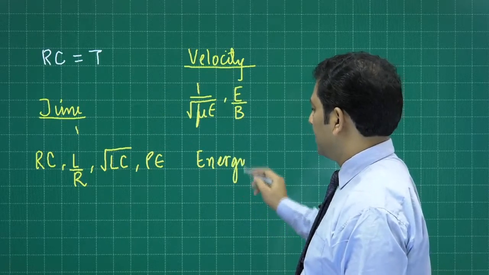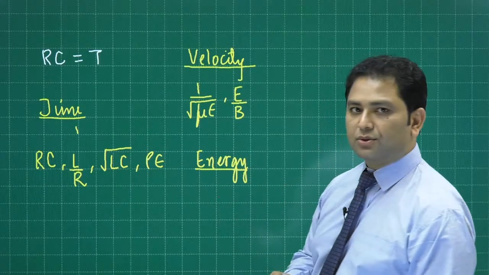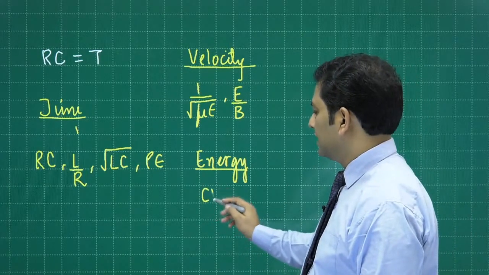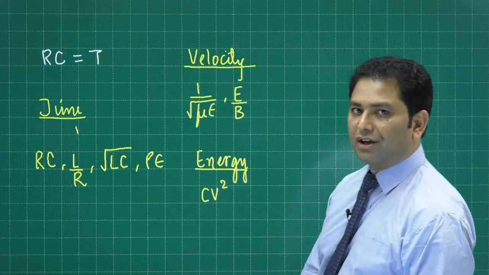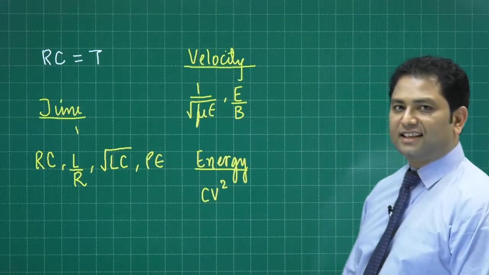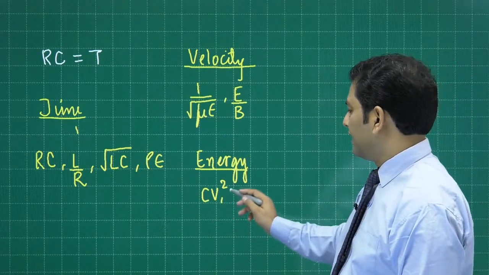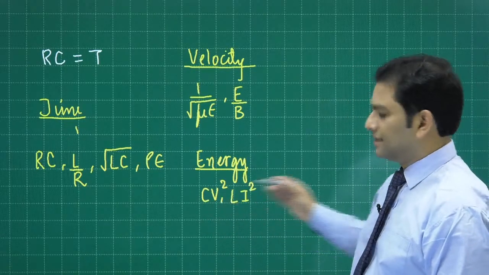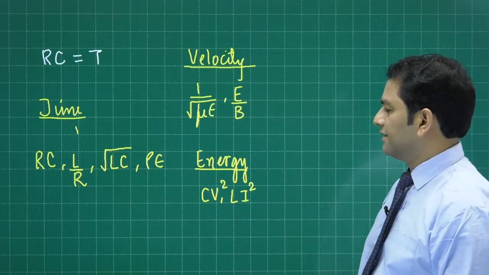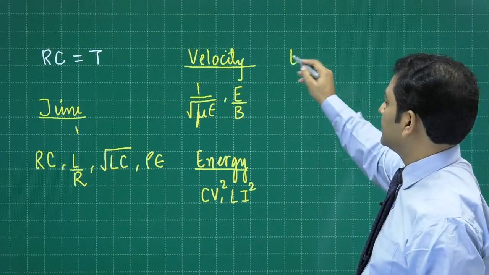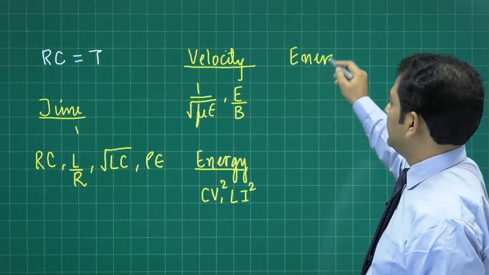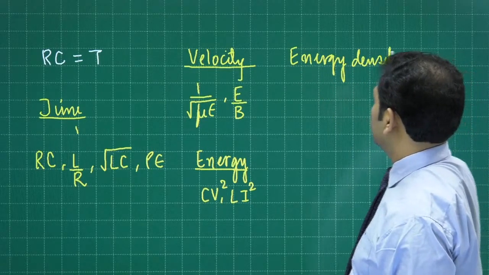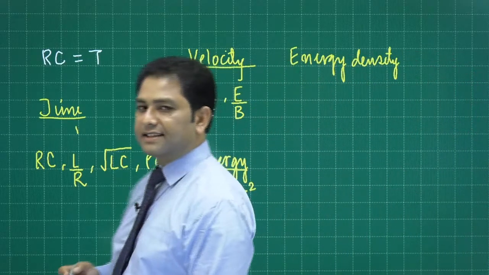You got time, you got velocity, there is energy. Now, energy would be ML square T minus 2. Where are you going to find energy? Like the first one, CV square. Recall, half CV square is energy. Similarly, you can find L i square. So others you can relate, that is energy. There is another which is energy density.